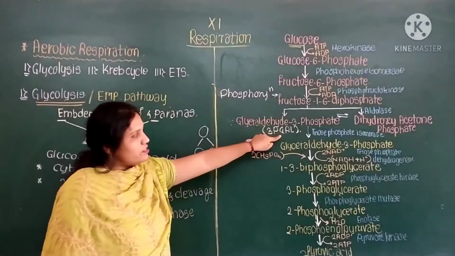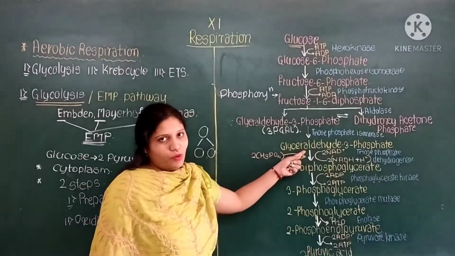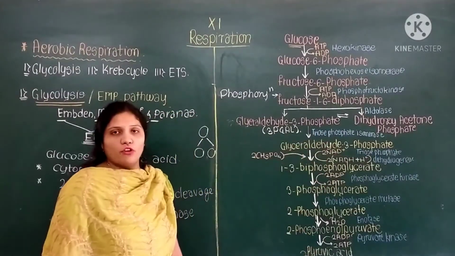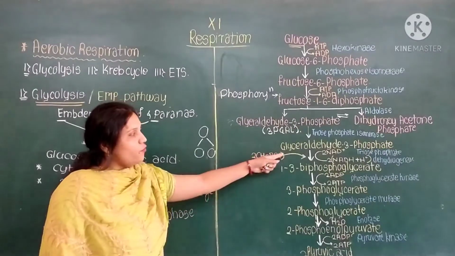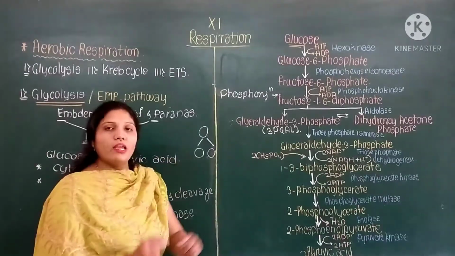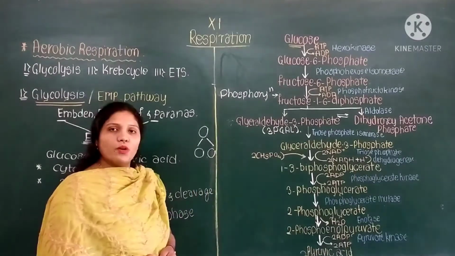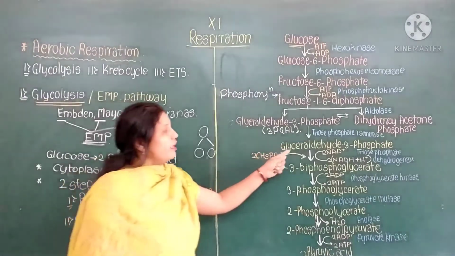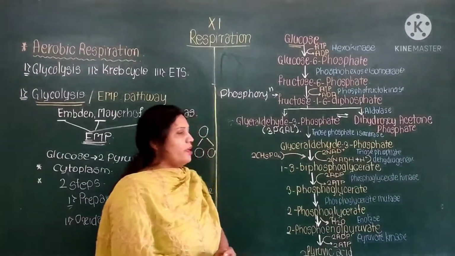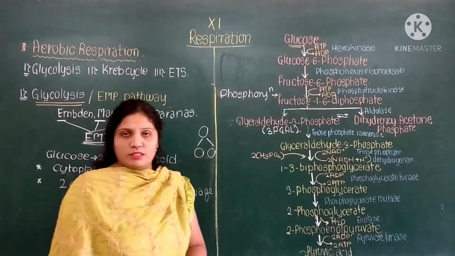Then this phosphoglyceraldehyde undergoes isomerization in the presence of the enzyme triose phosphate isomerase, and then it forms glyceraldehyde 3-phosphate. It forms one molecule only, glyceraldehyde 3-phosphate, meaning phosphoglyceraldehyde only. Okay, then that glyceraldehyde 3-phosphate undergoes the next stage, which is oxidation.